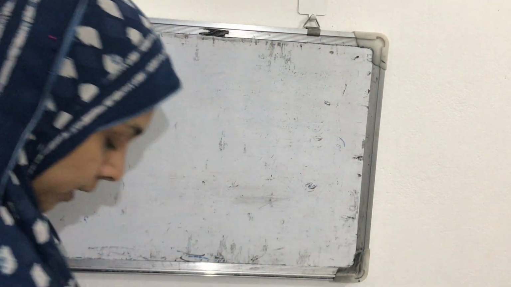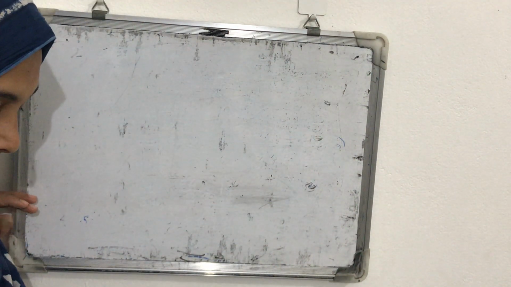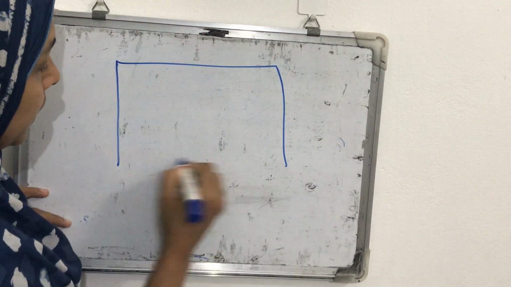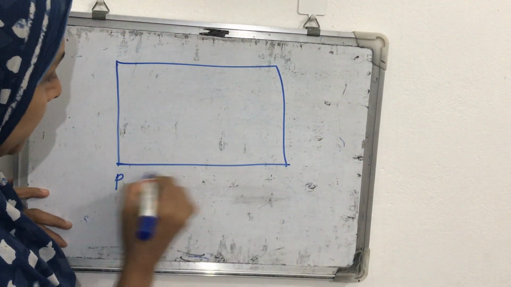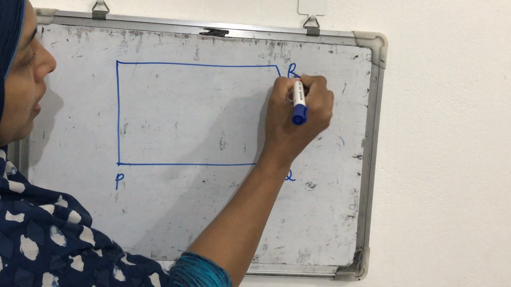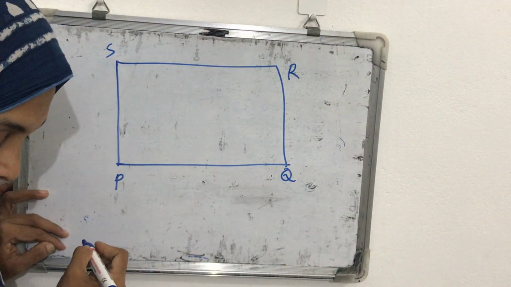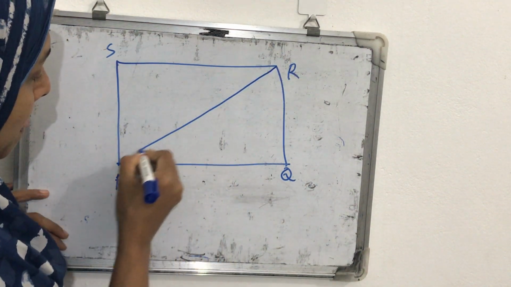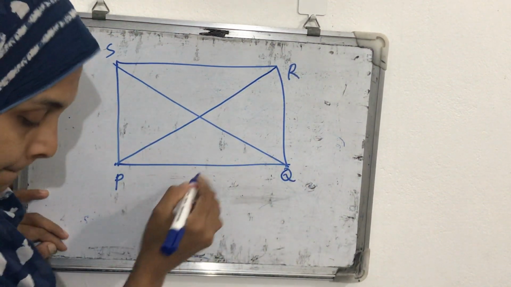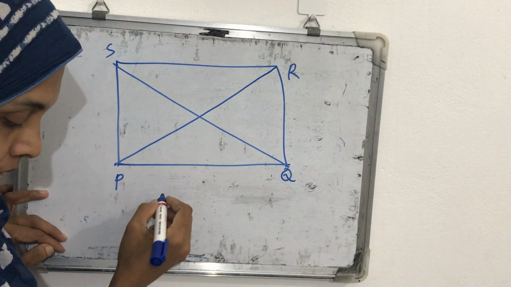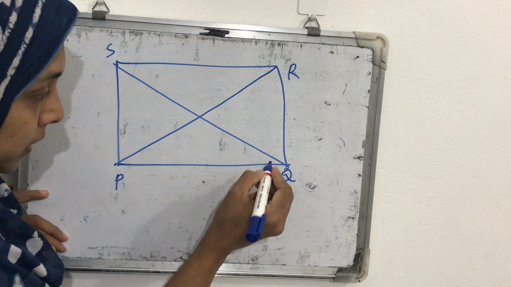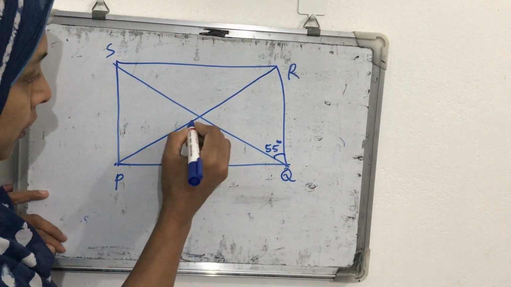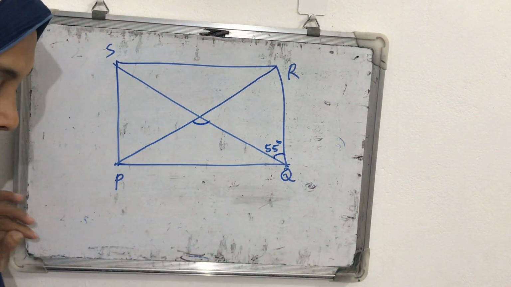One more question we can discuss. In the rectangle PQRS, a rectangle is given and its name is PQRS. And its two diagonals are marked. And this angle is given as 55 degrees. Then we want to find out this angle, how much.